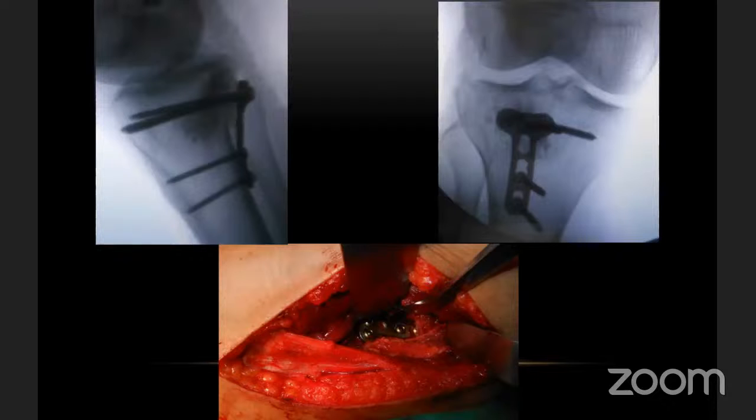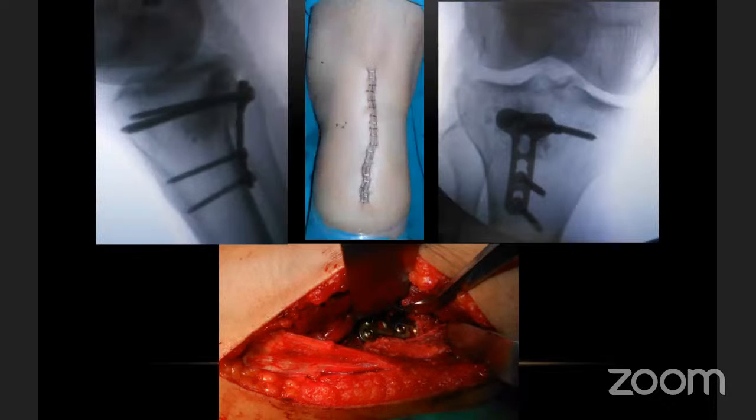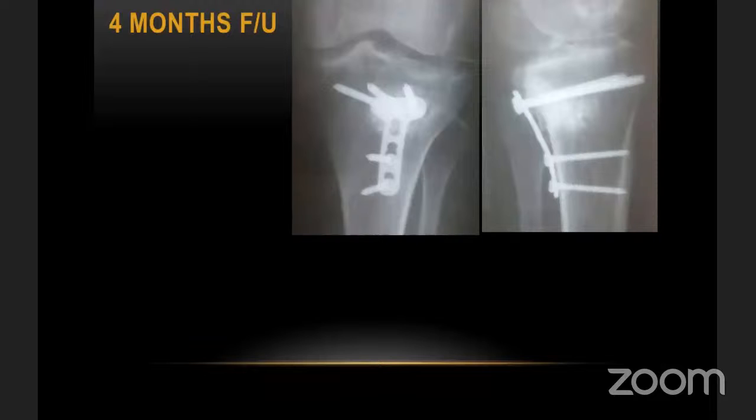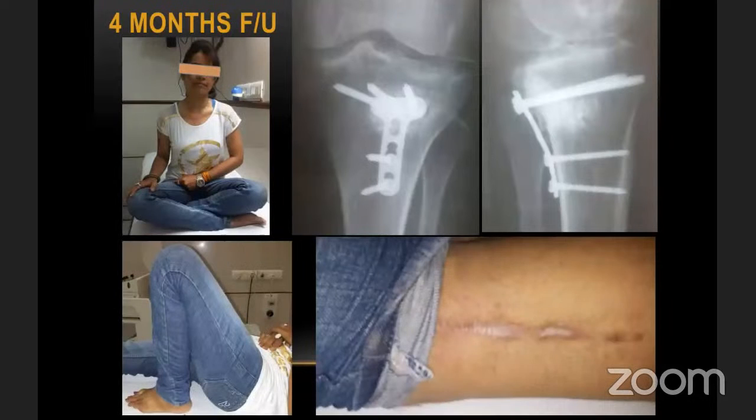And this is the post-op picture in the IITV. And this is the closure of the wound. And that's the post-op follow-up X-ray, 4 months. And they say full movement with good stable knee.